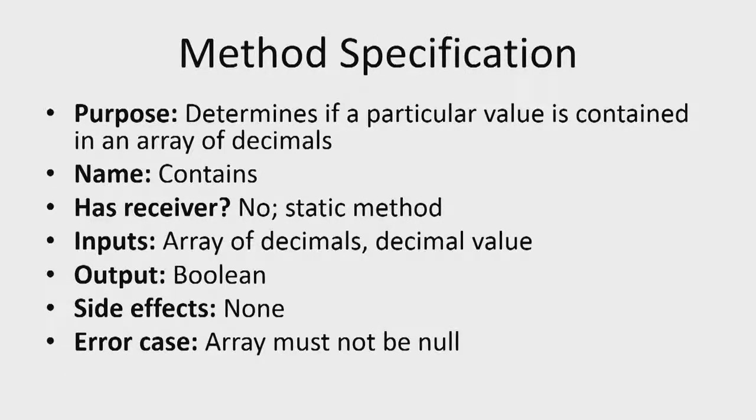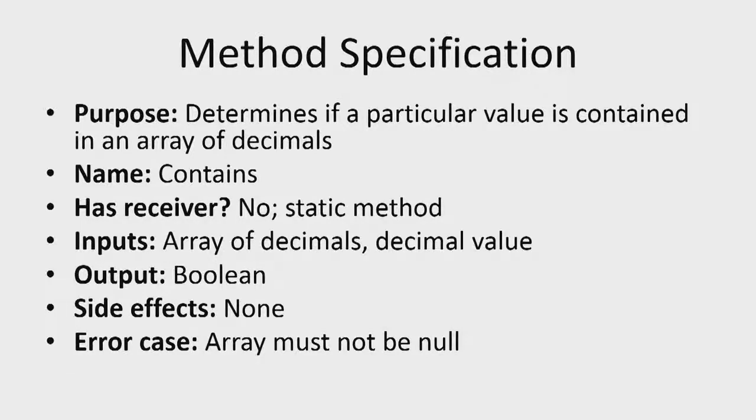So let's write a specification, because that's what we do. All right, I want a method. Its purpose is to determine if a particular value is contained in an array of decimals. I'm going to call this thing contains. It's a static method. Everything that we're doing in this course is static methods. Its input is going to be an array of decimals and a decimal value that we want to check to see if it's in the array. The output will be a Boolean, either true or false: true if the element is in the array, and false if it is not. No side effects.